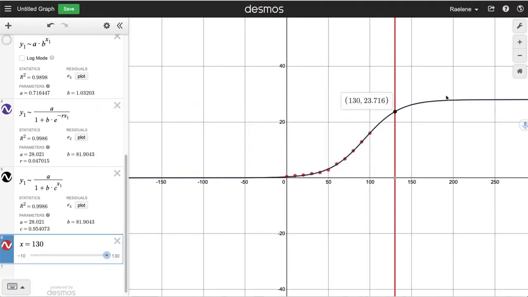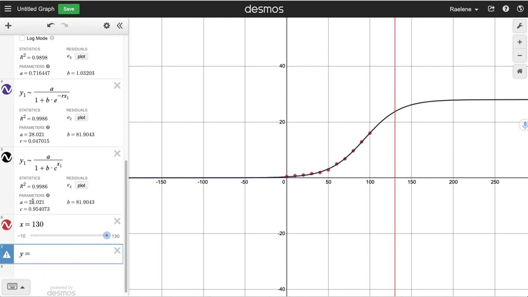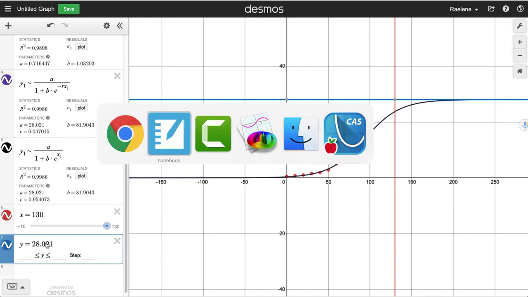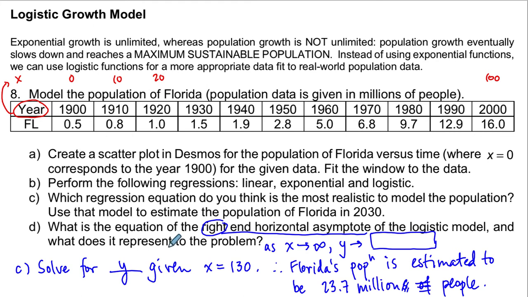And so we see that we have some line that seems to be somewhere between 20 and 40, and coming from these parameters, there's a number that is between 20 and 40. Let's just type y equal to the number that is between 20 and 40, namely this 28.021, and we see that that is the horizontal asymptote of this logistic curve. So what we're finding is that as time goes on, we wouldn't expect from the logistic equation that the population exceeds about 28 million people. So it does seem that our sustainable population based on this model is about 28 million people.